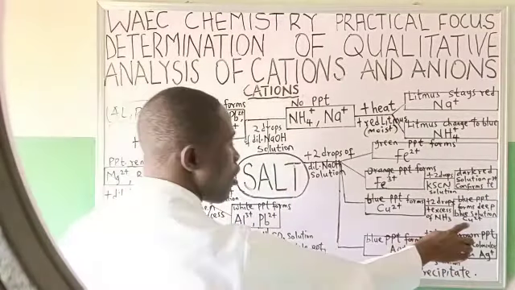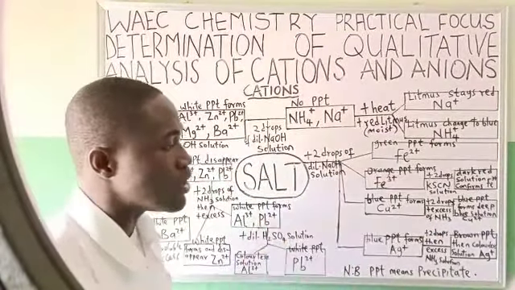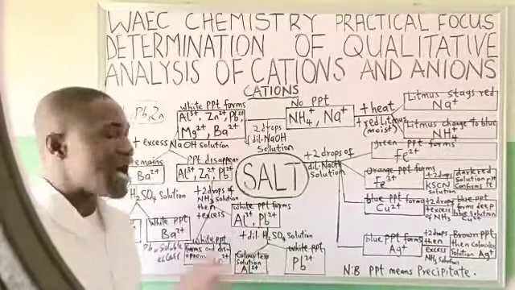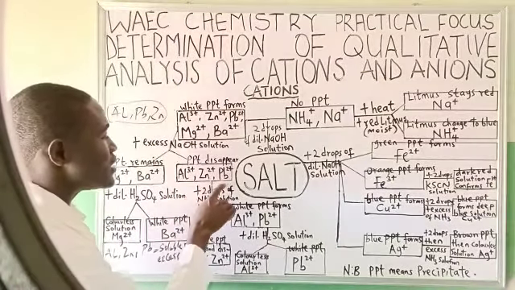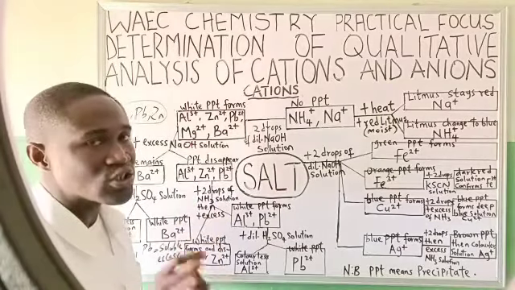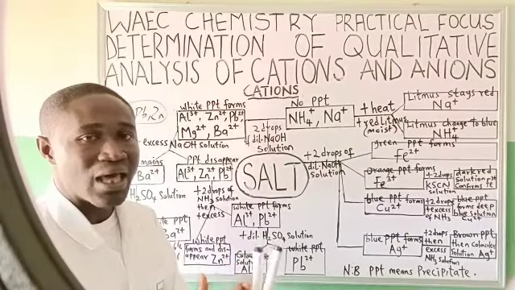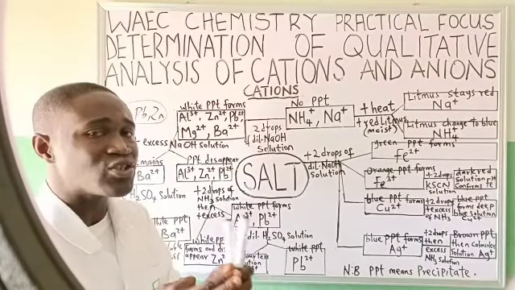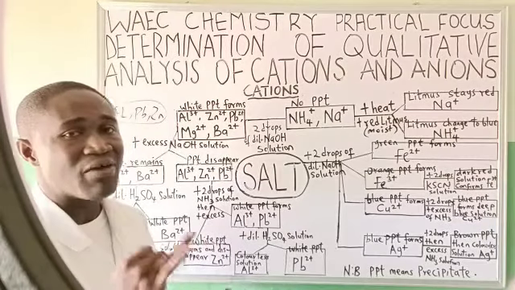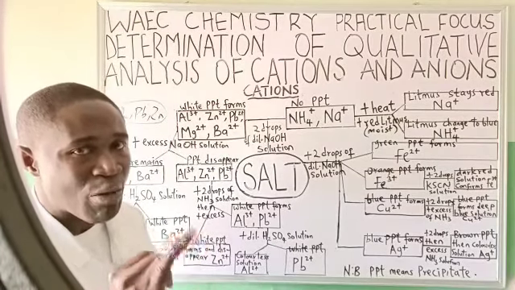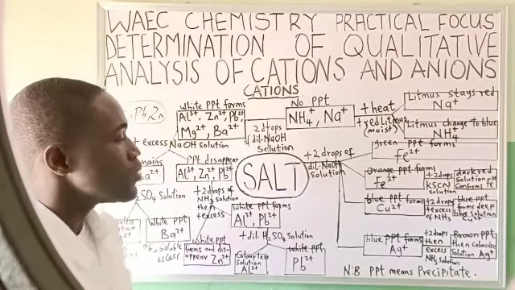That means copper and zinc are very soluble in what? Ammonia. Copper and zinc are very soluble in ammonia. Aluminium, zinc and lead are very soluble in excess sodium hydroxide. I repeat, aluminium, zinc and lead are very soluble in excess sodium hydroxide, whereas copper and zinc are very soluble in excess ammonia. Please, that keyword excess must be there.